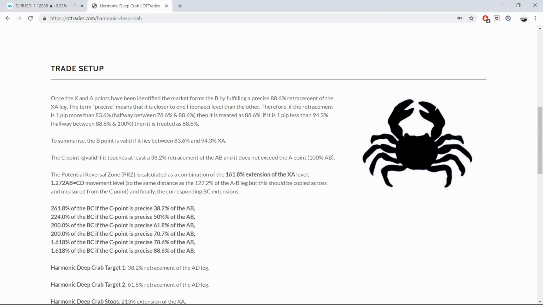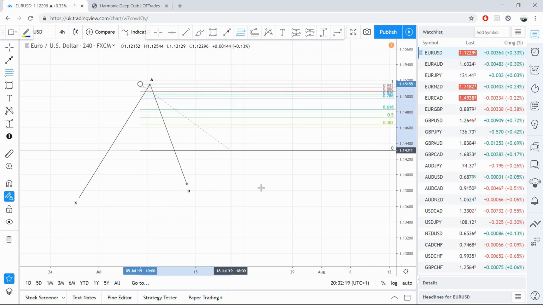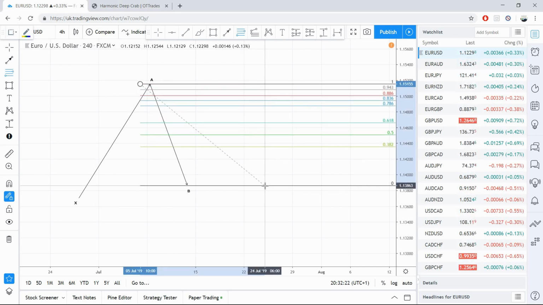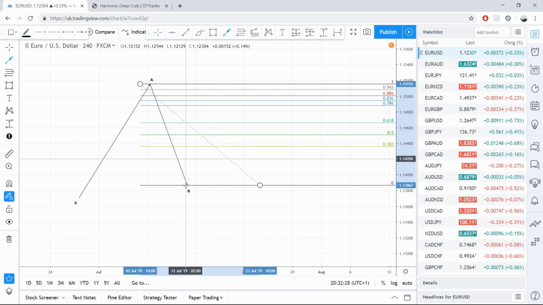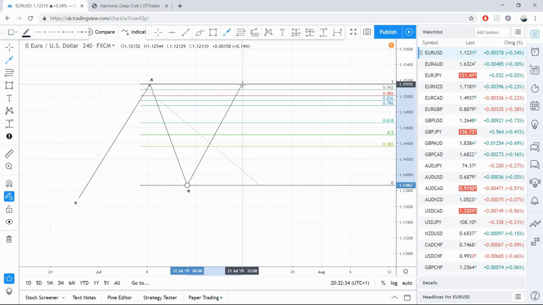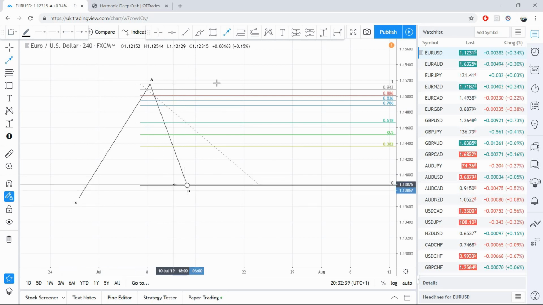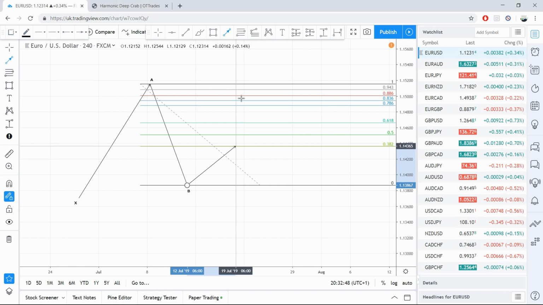Next is the C point, which is valid if it touches at least a 382 retracement of AB and does not exceed the A point. Again, it's very common for all of these patterns to have this broad Fibonacci range for the C point, from 382 to A. So we're looking for price to enter from the B point anywhere between 382 and A, and it cannot exceed A. Quite a broad range here, especially with this A to B move being so deep. Obviously the Fibonacci retracement tool has been stretched quite a distance here, so that increases the range between that 382 and the 100% level.